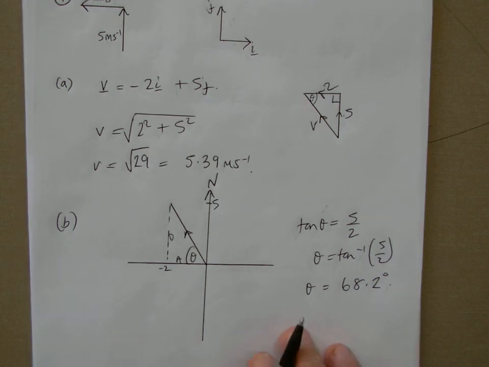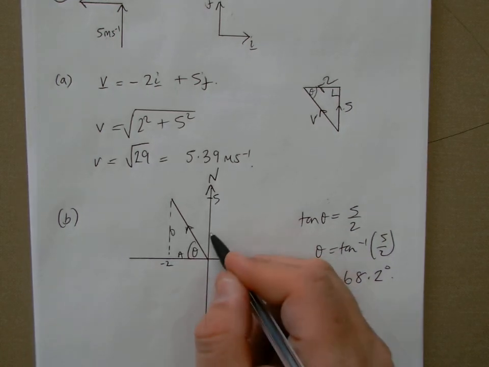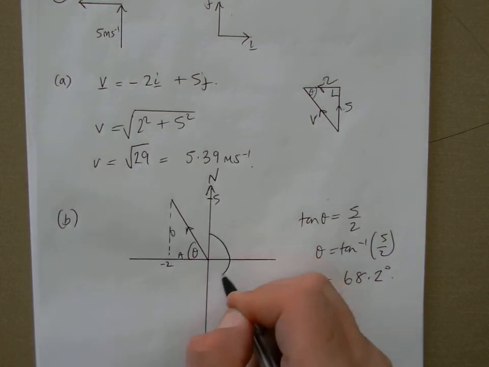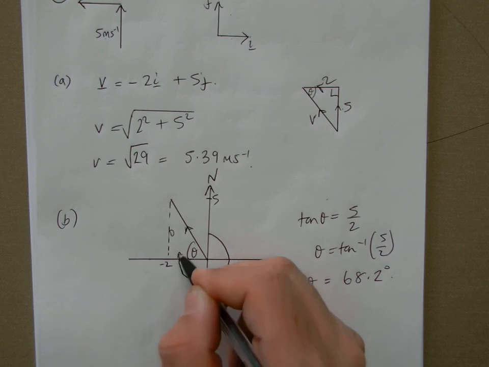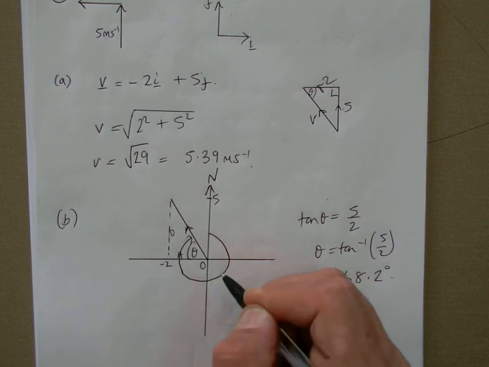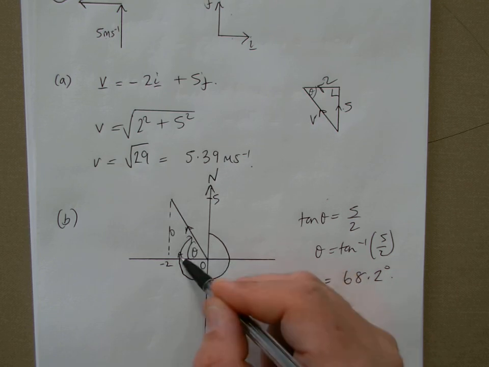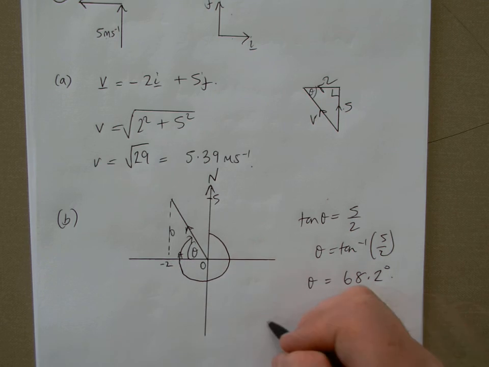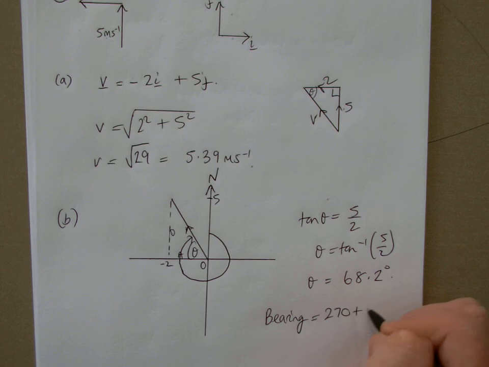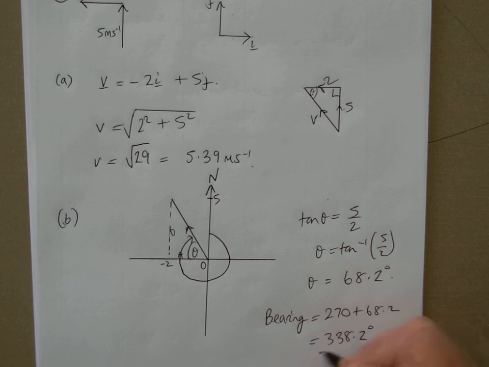Okay, now it did say the bearing, and remember with bearings, the bearing always measures clockwise from the north. That's how you measure compass bearings. So from the north, we need to have all of that angle there, for our compass bearing, for our origin there. So we need all of that there. Now you know that is 270 for 3/4 turn. So you're just going to add that 68.2 on. So the bearing will equal 270 plus 68.2. Okay, so you get 338.2 degrees.